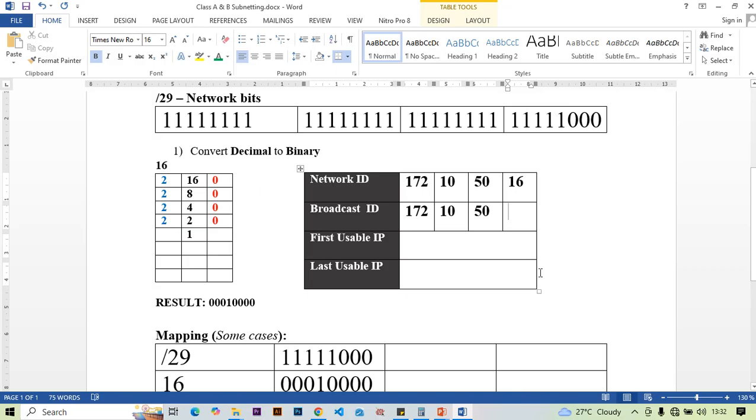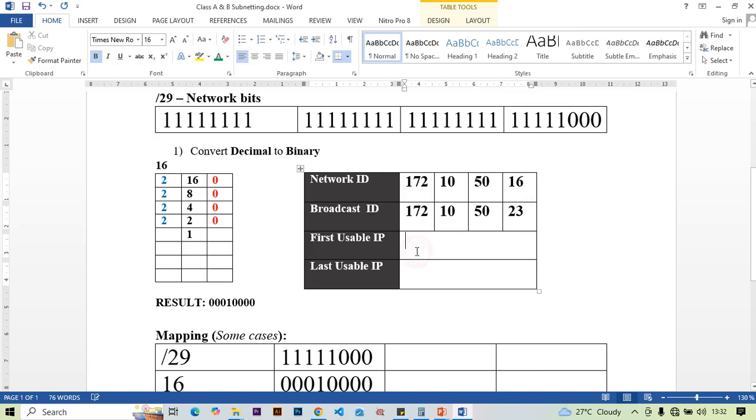That will give us 24. But that 24 is the value for the next network ID. So therefore, to get the value for our broadcast, it means we shall subtract the next network ID, which is 24, minus 1, which will eventually give us 23. So when we get 23, we already now have our network ID and also have our broadcast ID.